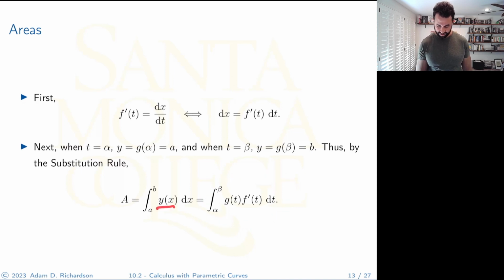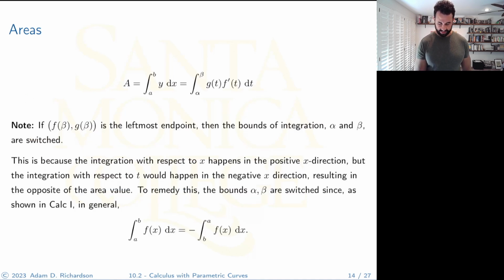So we replaced y with g of t. We replaced our bounds with the appropriate conversions, and we replaced dx with f prime of t dt. So this is the area formula for a curve that's defined parametrically.